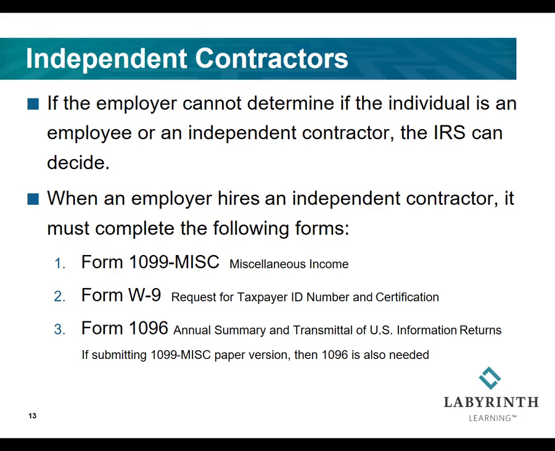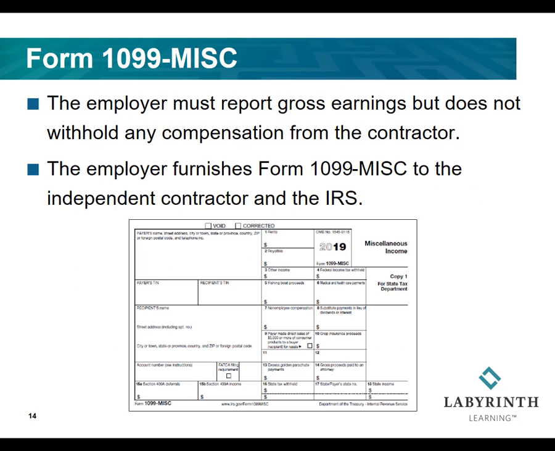If the employer cannot determine whether the individual is an employee or an independent contractor, then the IRS can help, and a form just has to be filled out and the IRS will make the determination for the employer. When an employer hires an independent contractor, it must complete the following forms: Form 1099-MISC, Form W-9, and Form 1096. Form 1099-MISC.